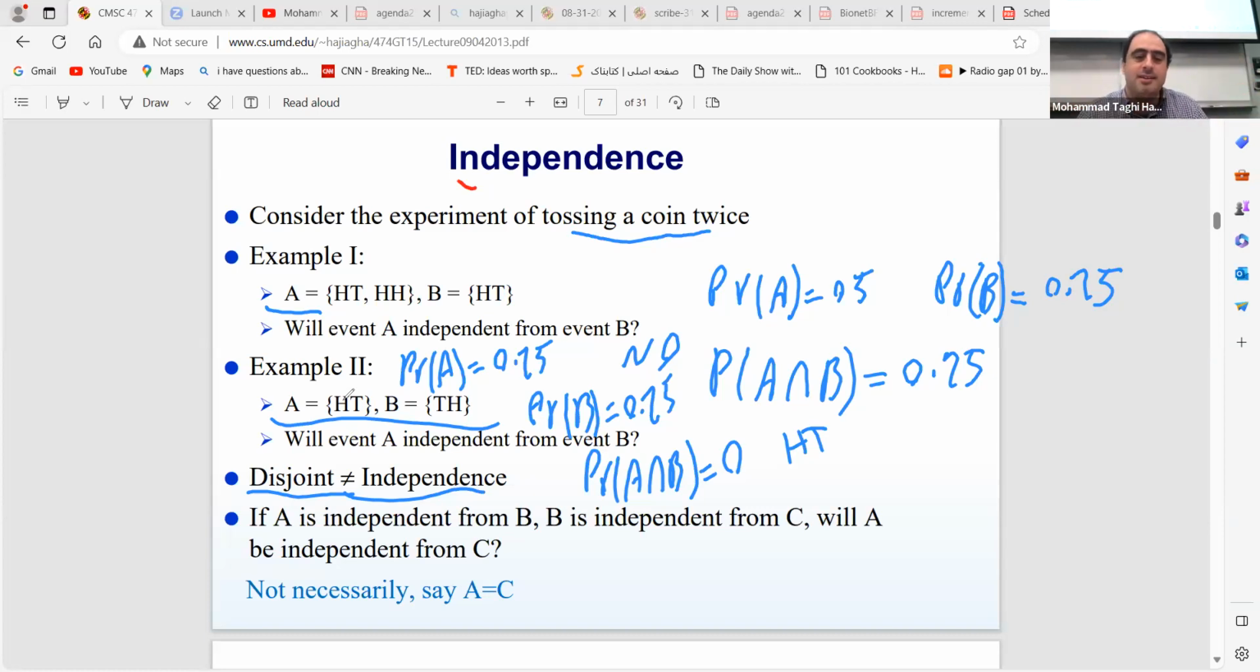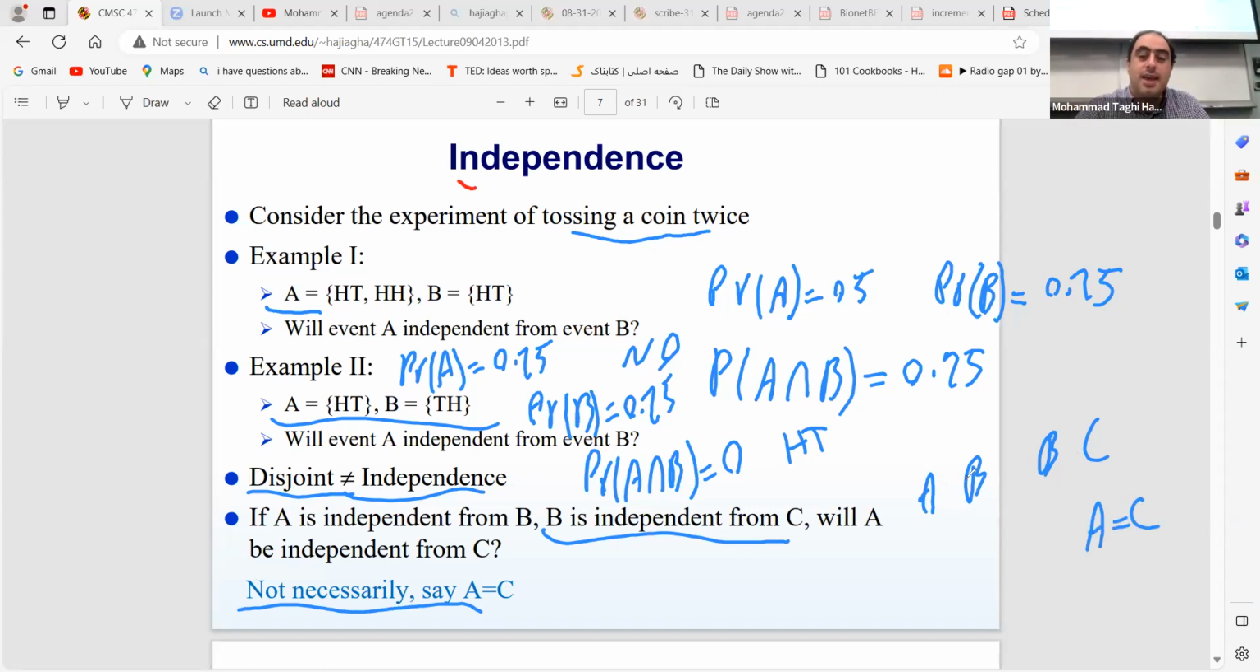And so that's the thing that is interesting. Another interesting thing: if A is independent from B and B is independent from C, so this is actually, we want to say transitivity. So we know that A and B are independent, and we know that B and C are also independent. So the question is whether A and C are independent or not. And of course, this is the one example that we have mentioned. Not necessarily, because just consider A equal to C.